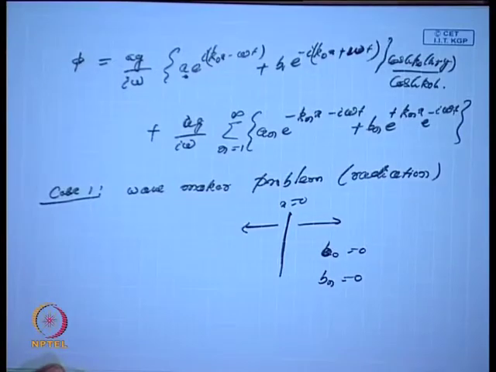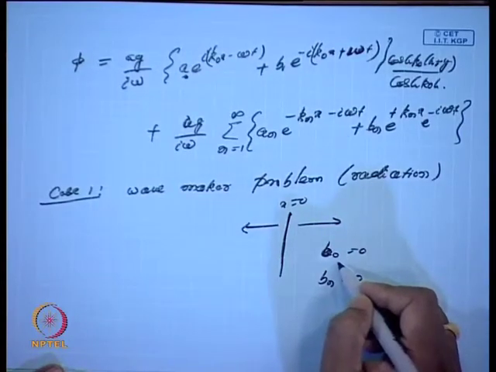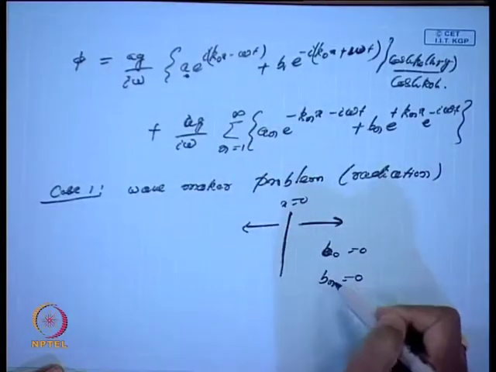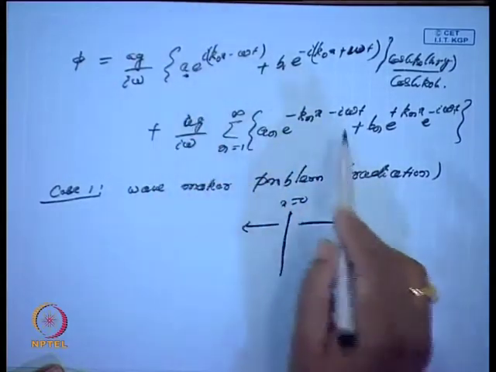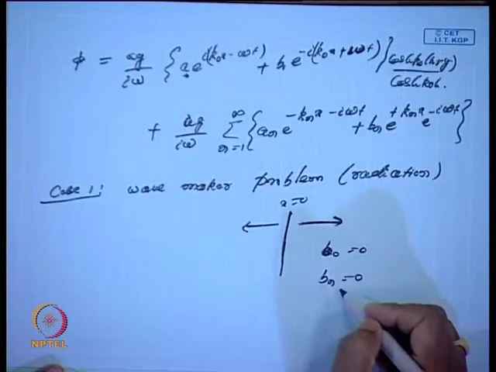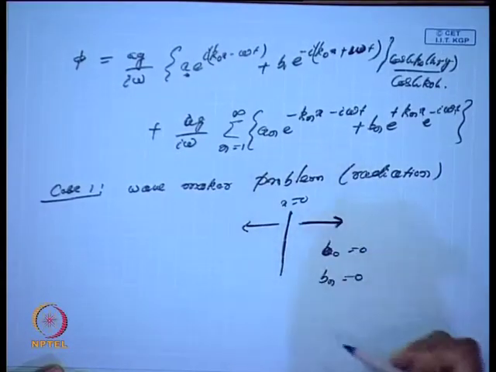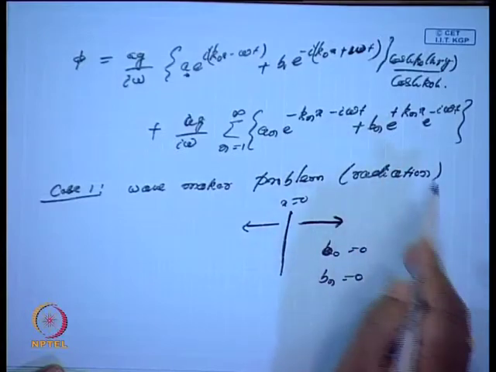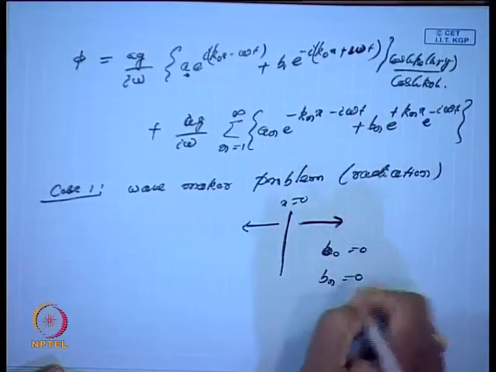So the energy is only radiated. Your B 0 will be 0, because the wave is propagating only in this direction. This term will contribute and this term will not contribute, because the wave will exist on one side. On the other hand, B n will be 0, because this term will be on the right side and will not contribute.